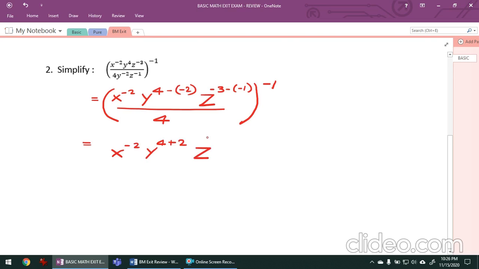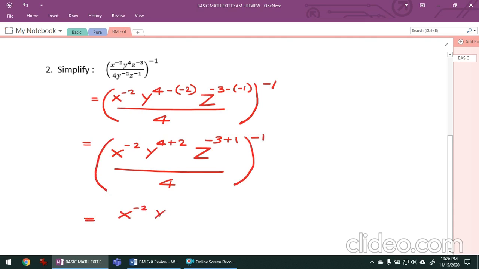Z power minus 3 plus 1. Because here also minus into minus plus. Divided by 4. Again you have power minus 1 outside. Equal to. Now you can see x power minus 2, y power 6, z power, what is minus 3 plus 1? Minus 3 plus 1 is minus 2. Okay, so minus 2 divided by 4. Again you have power minus 1.